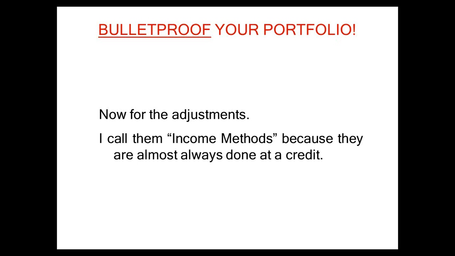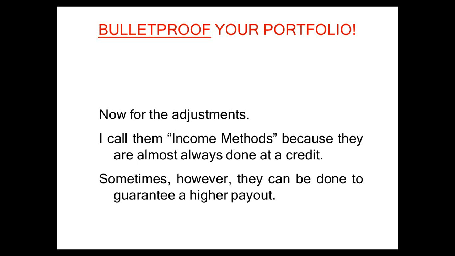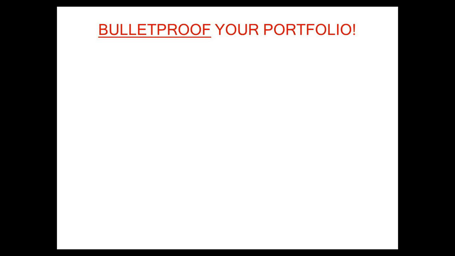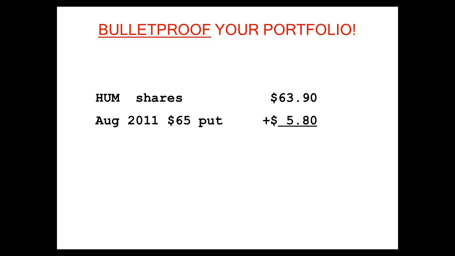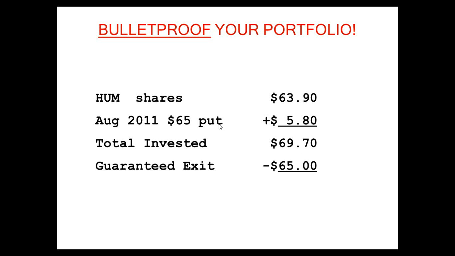And I call them income methods because they're almost always done into credit. Some of them are not done into credit, but they guarantee a higher payout. We're going to show one example of each variety, okay? All right, Mike, this is the Humana Trade, which you saw me put together, I think, in February. Got the shares at $63.90 and the puts at $5.80. So the total invested amount is $69.70, and because the puts are a $65 strike, that means we can get out at 65 at any time, right?